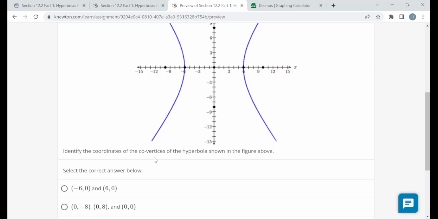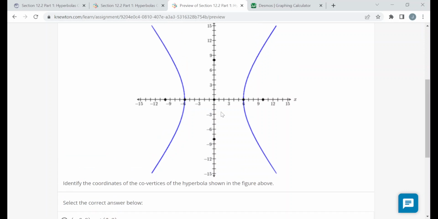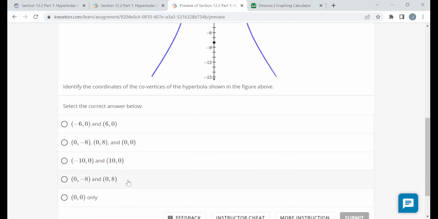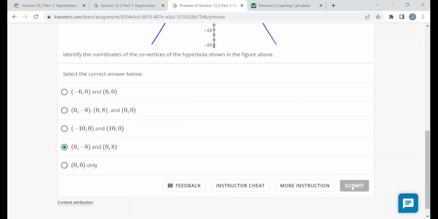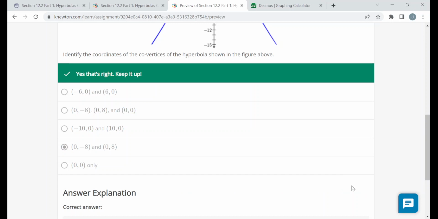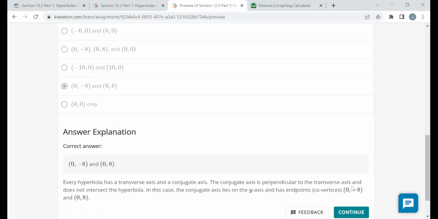Identify the coordinates of the co-vertices. All right, so the co-vertices are on that conjugate axis. They're the ones that are not on the hyperbola. So 0, 8, and 0, -8 here. The vertices would be 6, 0, and -6, 0, but the co-vertices, and then I would form that box in the asymptotes. The co-vertices are 8 units above and 8 units below. They're not actually solutions of the equation though, but 0, 8, and 0, -8 are the co-vertices. And I don't really like that they have those points there because again that probably is going to confuse some people, but those are not actually solutions of the equation.